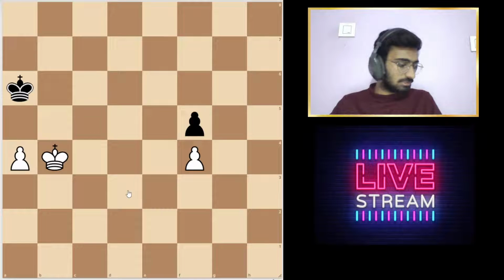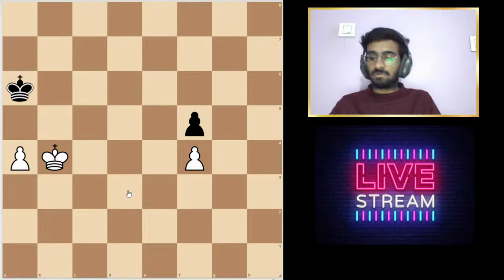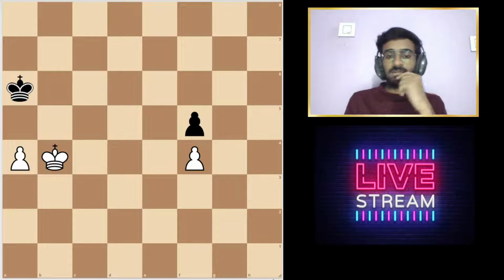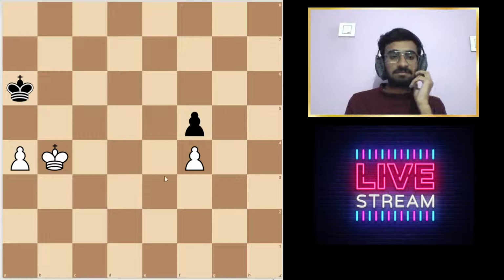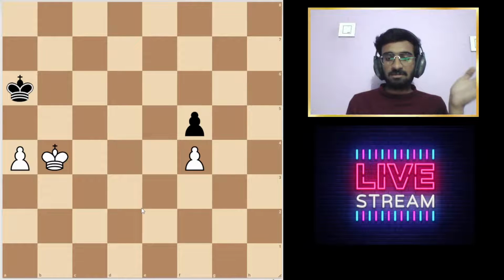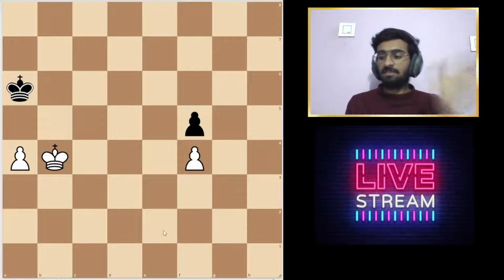Actually, in this position, it is black to move. What do you think? Look over the position properly. Let's think. Think for some time. Let's see if someone can answer this. Black to play. Is black winning? Sorry, will black be able to draw, or is white winning? That's the question. What will be the end result of the position? Black to play.